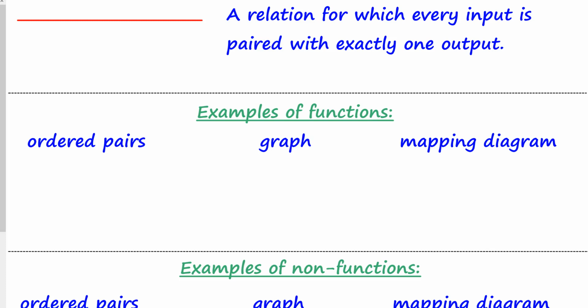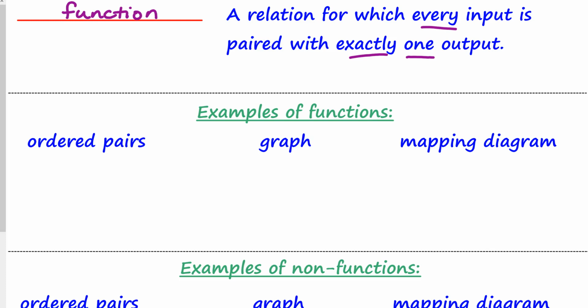Now, we have a special kind of relation, a relation for which every input is paired with exactly one output. And this is a really special mathematical relationship that's important because it's predictable. You have an input, there's only one output for it. Different input, there's only one output for it. And it is known as a function. So it's really important that you know this definition. A function is a relation for which every input is paired with exactly one output.